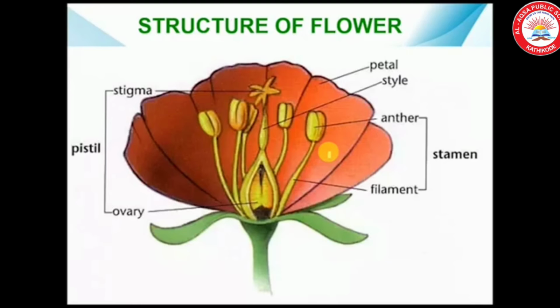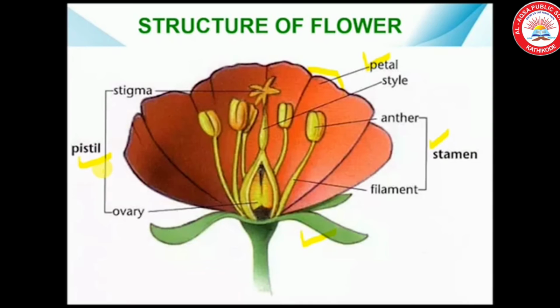This is the structure of a flower. So sepal, that is the green color portion, and petal, that is the prominent part of the flower. And next one we have already discussed stamen, that is male reproductive part, that consists of two parts, that is anther and filament. And the next one pistil, that is the female reproductive part. It consists of two portions, that is stigma and ovary.